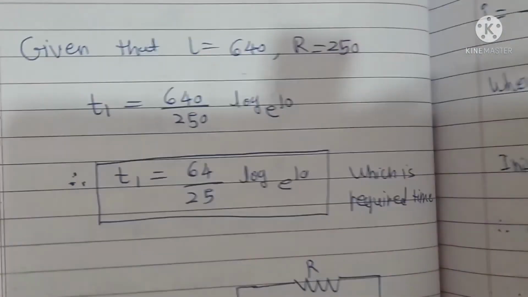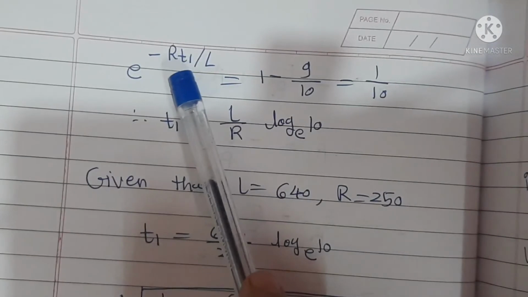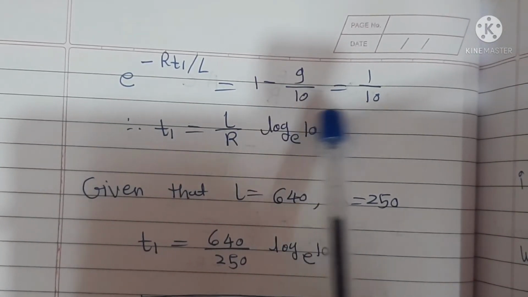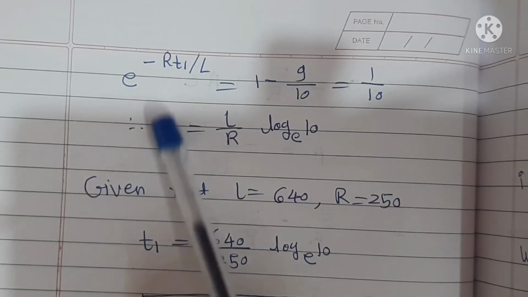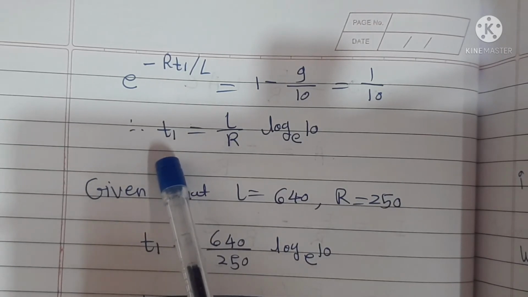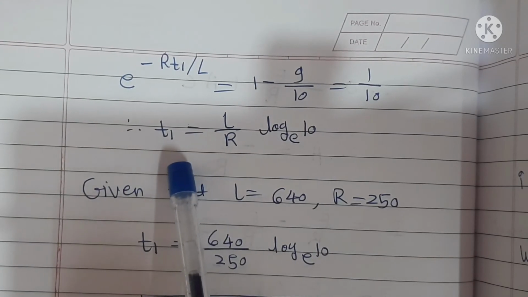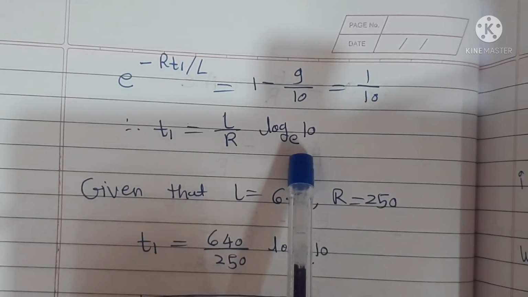Now after simplifying, I get here e raised to minus RT upon L is equal to 1 minus 9 by 10, which is equal to 1 by 10. Now for finding the value of t1, I take the logarithmic form. Therefore t1 is equal to L upon R log of 10 to the base e.